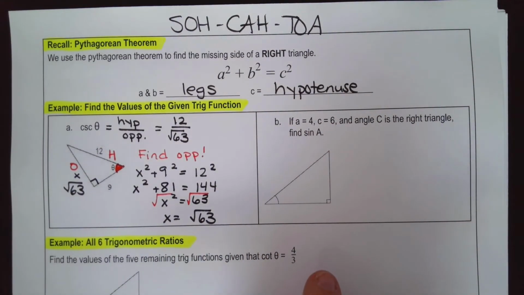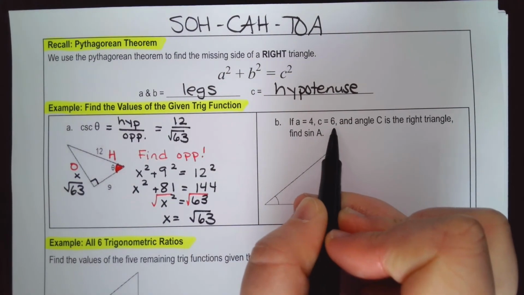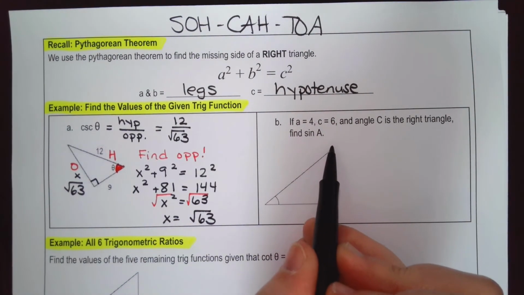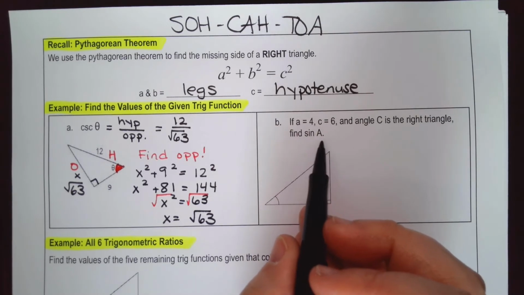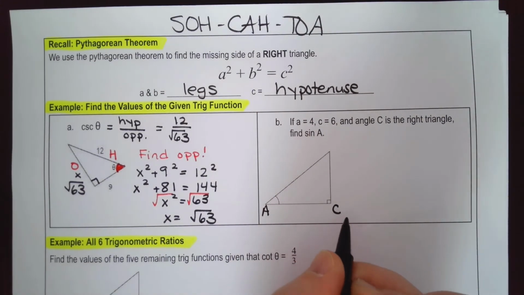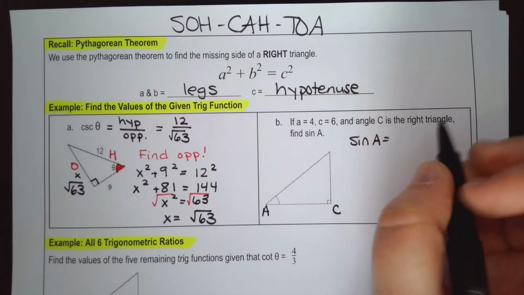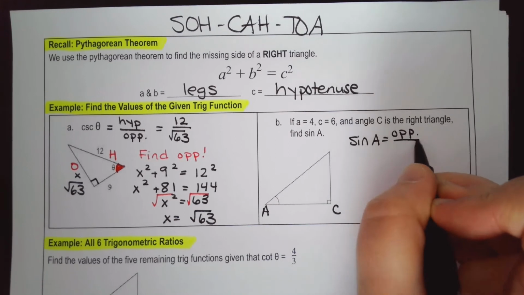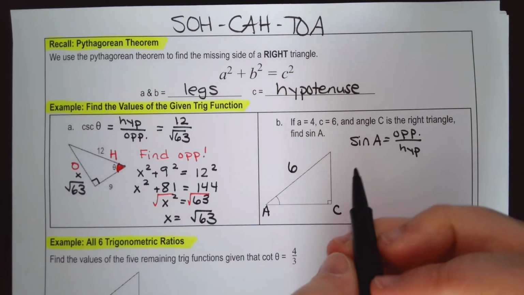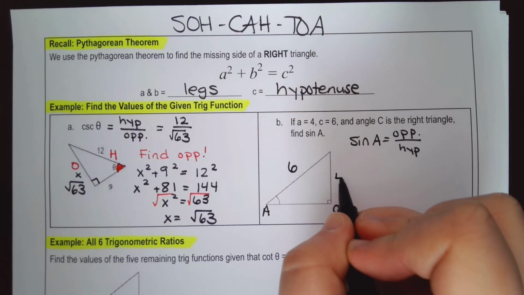All right, next. If A is 4, so that is a leg, and C is 6, which is the hypotenuse, and angle C is the right angle, find sine of A. So angle A is our given angle. So I'm going to label this A. C is our right angle. So we want to find sine, which is opposite over the hypotenuse. They say that the hypotenuse is 6, and little a is always opposite angle A, so that is 4.